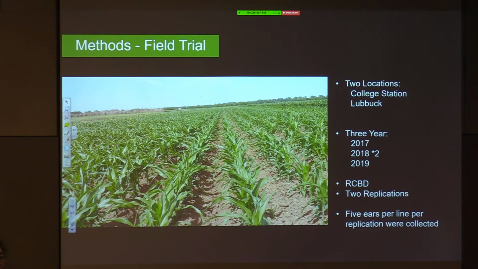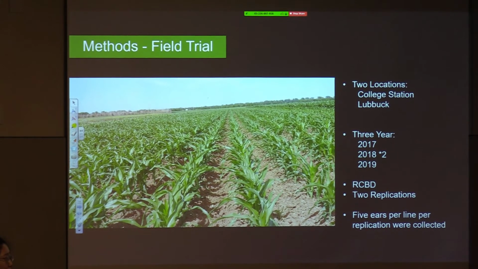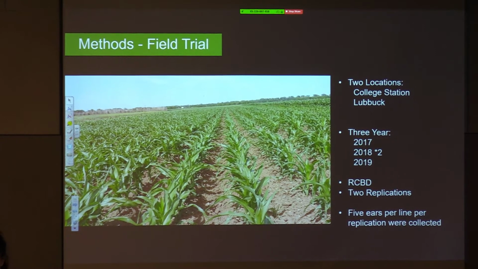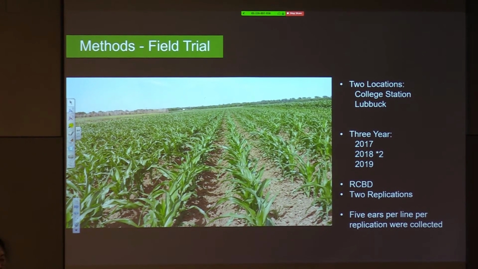The field trial was conducted over 3 years from 2017 to 2019 and in 2 locations, College Station and Lubbock. Only the 2018 field trial was conducted in 2 locations, and 2017 and 2019 were only conducted at College Station. All the inbred lines were grown in 3 years, and all lines were planted in 2 replications in a randomized complete block design. We collected 5 ears per line per replication for phenotypic data.